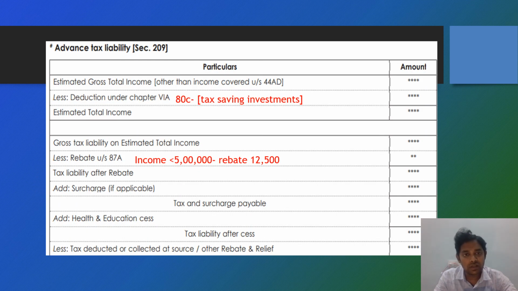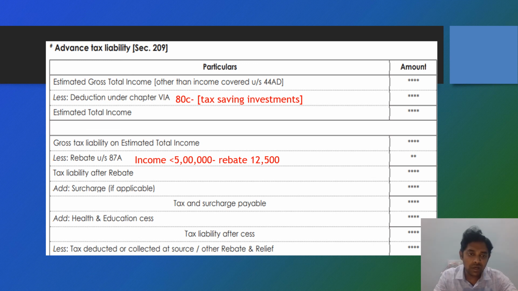Coming to advance tax liability, the particulars you look into are discussed in section 209. Estimate the gross total income other than income covered under section 44AD, less the deductions under Chapter VI-A, which includes 80C, that is tax saving investments which the assessee will make. This gives the estimated total income. Next, gross tax liability on estimated total income less the rebate under section 87A, that is, for income less than 5 lakhs, a rebate of 12,500 will be given.